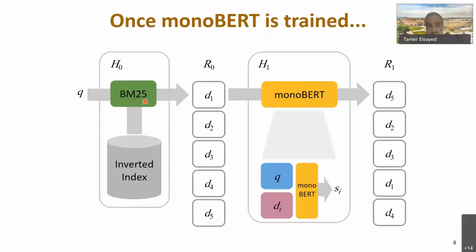This is the overall picture of MonoBERT. I think this is where we stopped last time. With BM25 in the beginning, we get a list of documents, and then we apply MonoBERT. We take each document from this list associated with the query, and we give it to MonoBERT to get the score for that document. Eventually, we have a score for each document, and we get a final ranking.